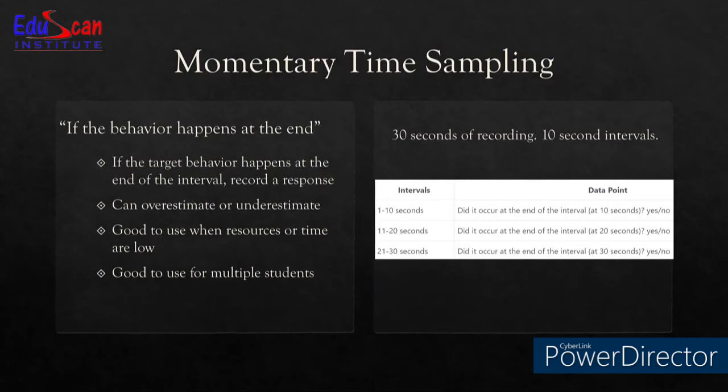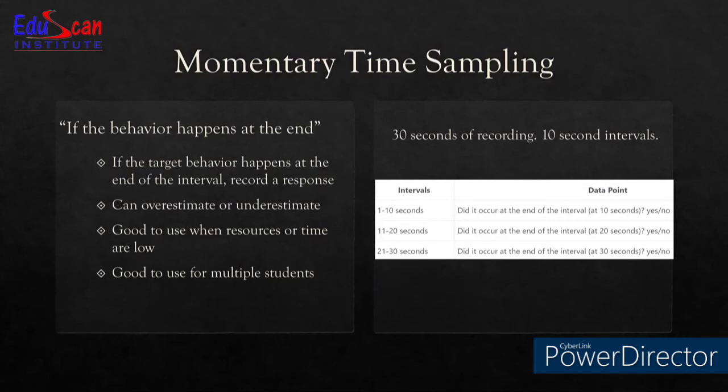Say, for example, again, it is a 30-second recording. We divide it into 3 intervals of 10 seconds each. So 1 to 10, 11 to 20, and 21 to 30. What is our data point? Did the behavior occur at the end of the interval? That means, did it occur at the 10th second, at the 20th second, at the 30th second? If the answer is yes, we record it. If the answer is no, we do not record it. So certainly it can impact the result very significantly.